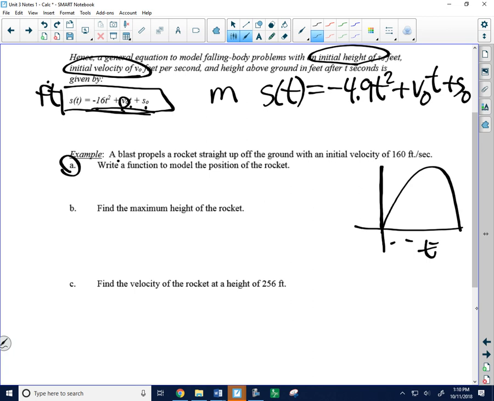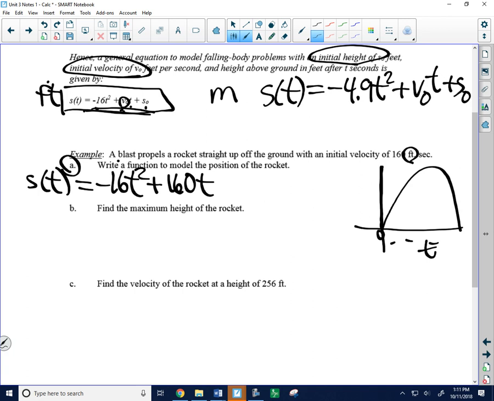So let's write a function. It said feet. So this will be this one here. S of t is equal to negative 16t squared plus your initial velocity, v sub 0. Your initial velocity is 160 times t, time, plus your initial height, S sub 0, which is what? 0, because we're on the ground. So there was no initial height. So that's the equation. Based on that, we'll do the other parts of the question.